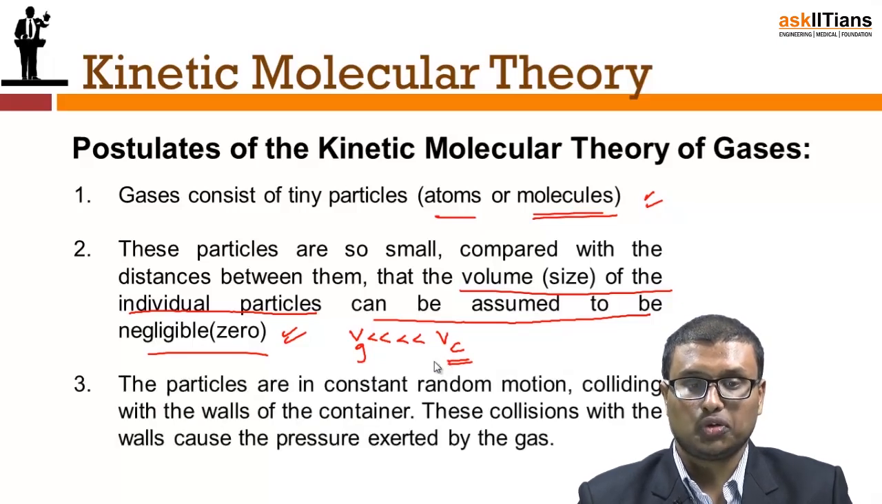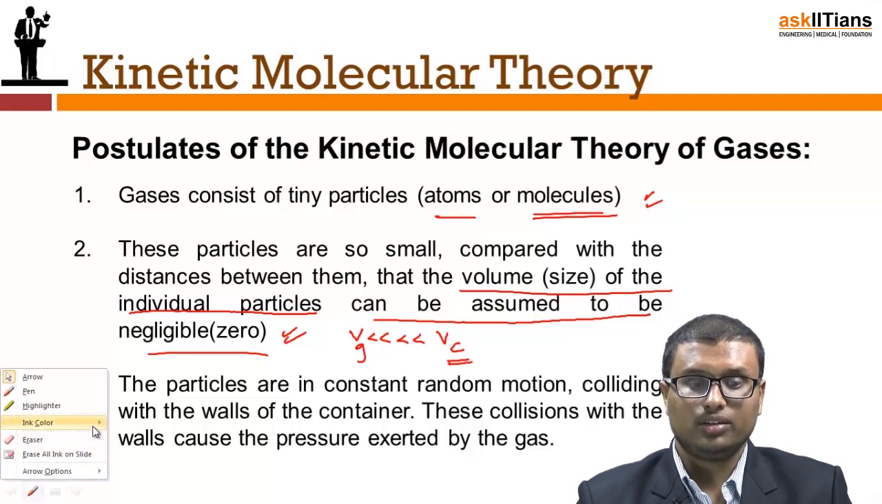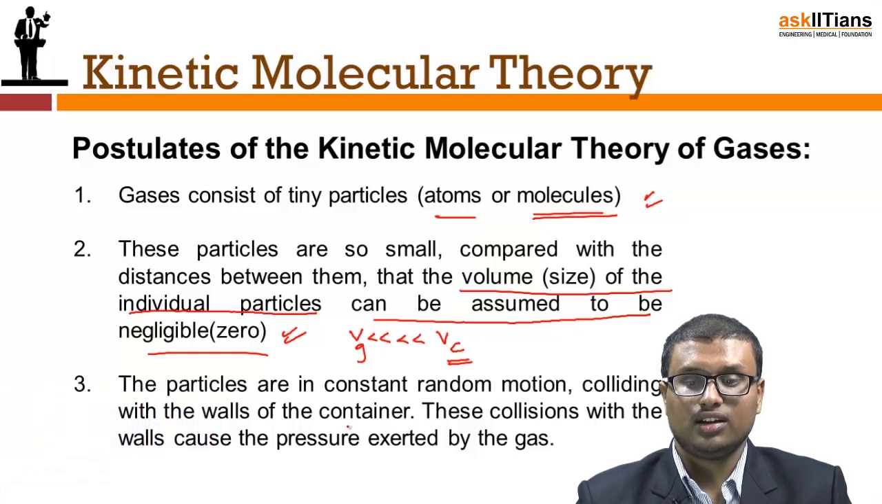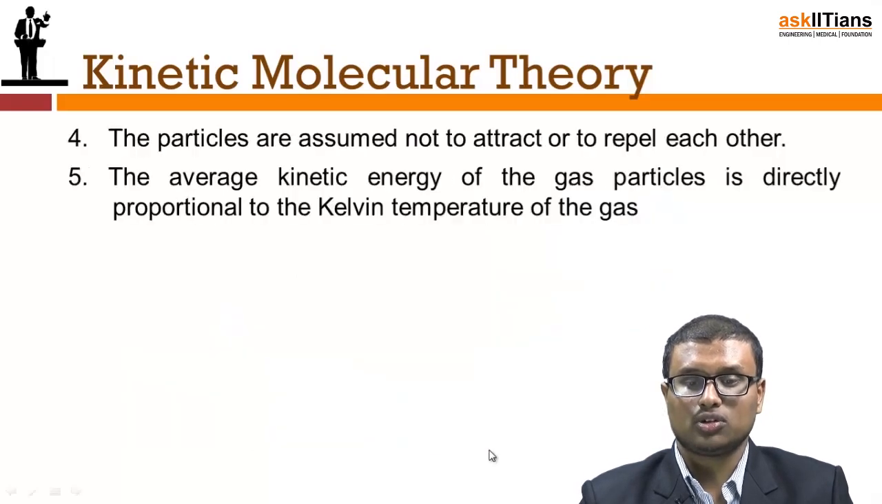Next important postulate. The particles are in constant random motion. In the container, the gas molecules are randomly moving here and there, without any sequence or series. In that random motion, as we saw in the previous animation, they are colliding with the walls of the container. These collisions lead to what? These collisions lead to pressure. So the collisions with the walls lead to the pressure exerted by the gas. This is another important postulate.